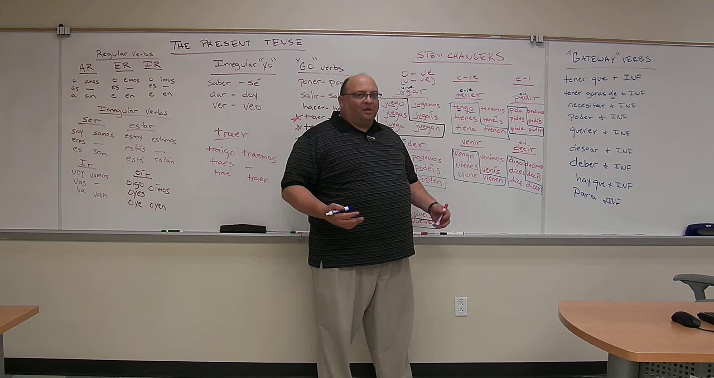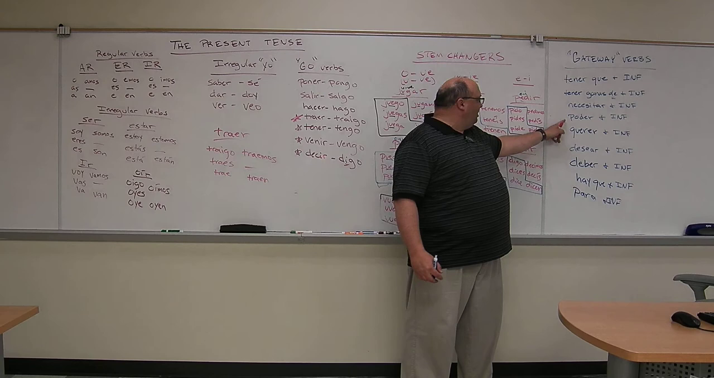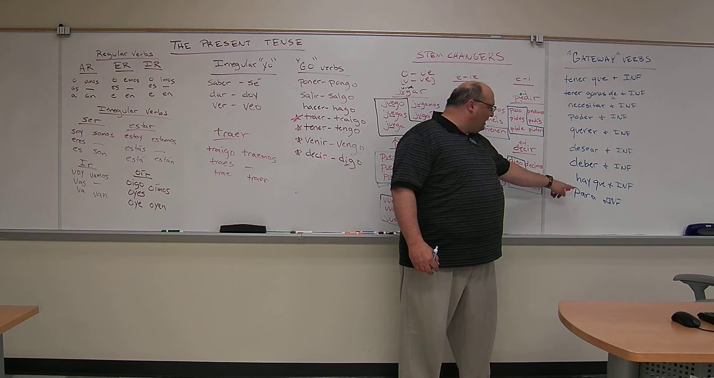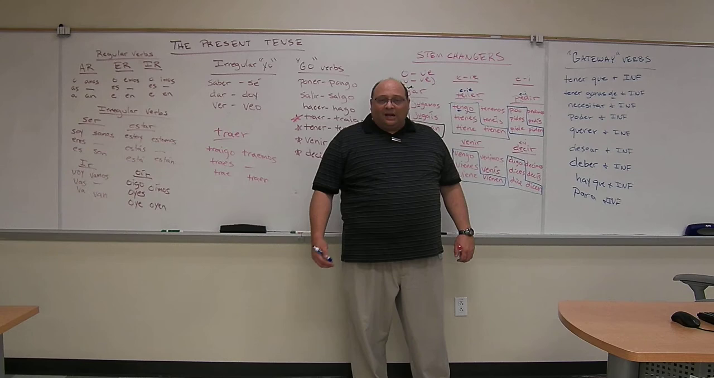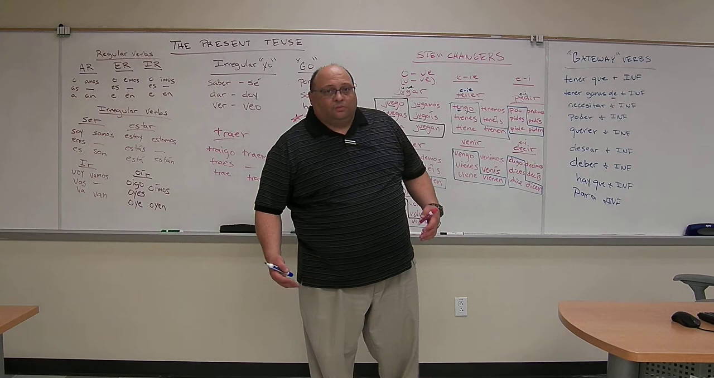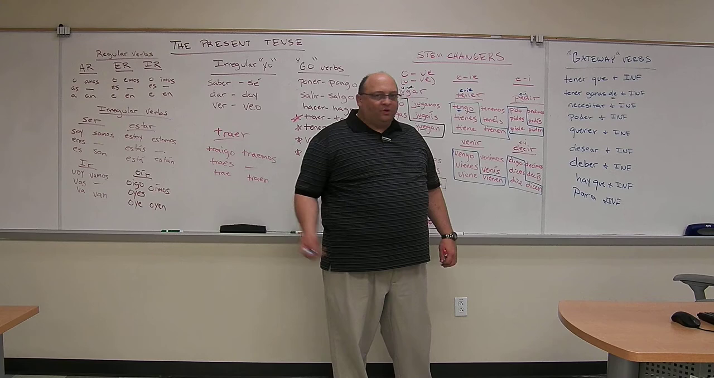This is why I call them gateway verbs, because guess what? You can learn how to conjugate necesitar, yo necesito, poder, yo puedo, yo quiero, yo deseo, yo debo. And then para, use para. Es para ir a México. Este dinero es para comer almuerzo. If we use para and then an action after it, you don't have to conjugate it.